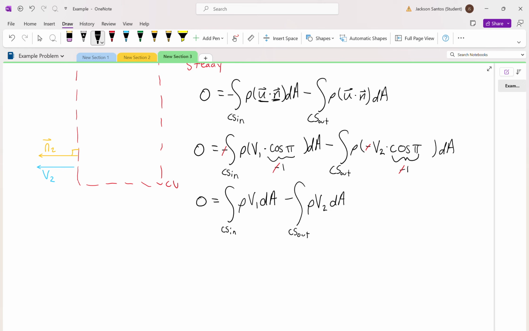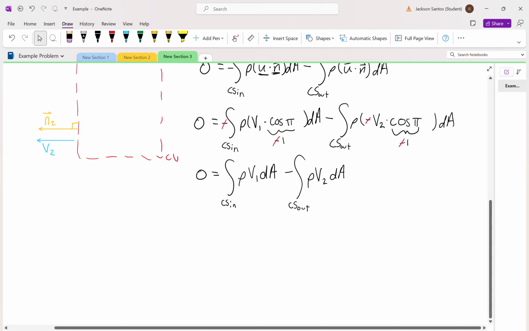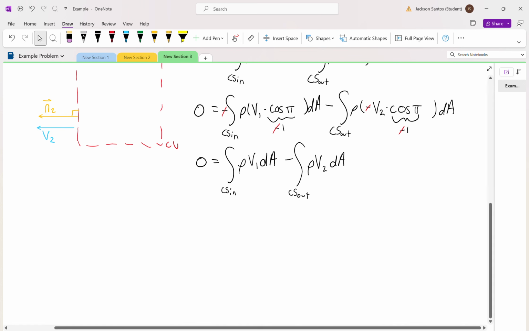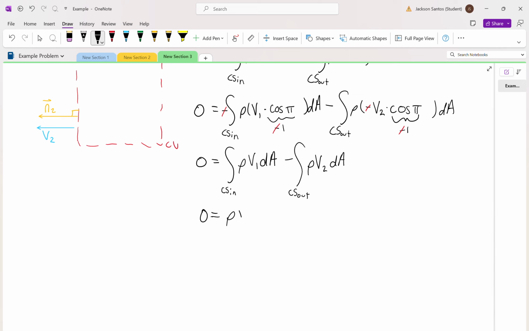Now solving this integral, we're going to take the integral with respect to dA, with respect to the area. So that's just going to give us an A. So 0 equals density V1 A minus density V2 A. Just like that. We can rearrange this equation to get density V1 A equals density V2 A.